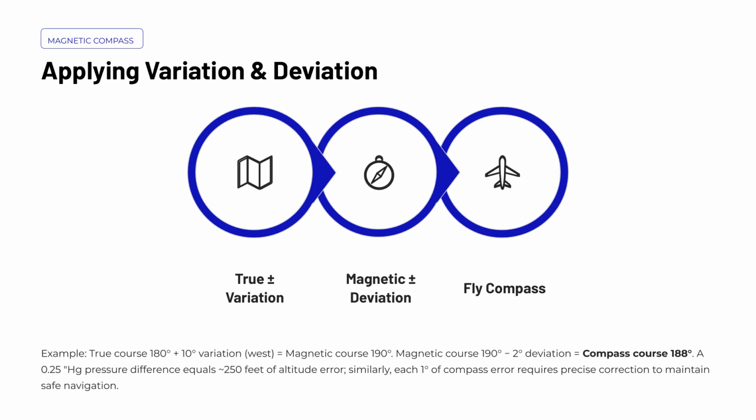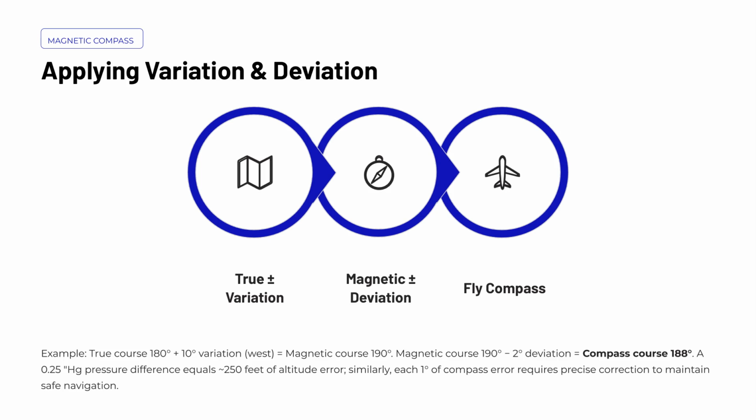When navigating with a magnetic compass, you need to account for two separate correction factors before you can trust the heading you fly. The first is variation, which is the angular difference between true north and magnetic north. The second is deviation, which is the error introduced by the aircraft's own magnetic fields affecting the compass. To work from a true course down to a compass course, follow this sequence.